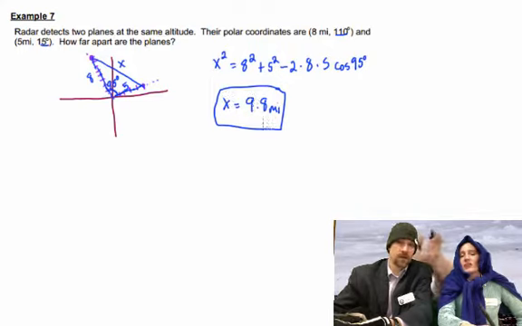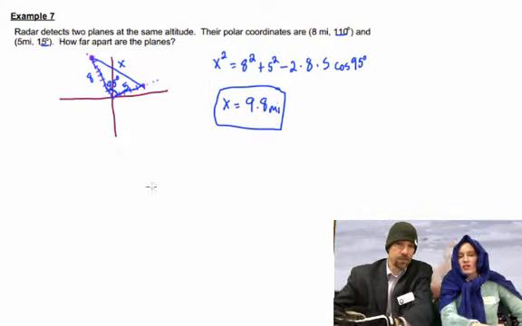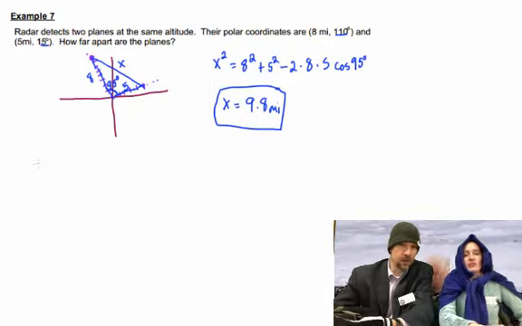Okay, so they're 9.8 miles apart. That's great. That answers the question.